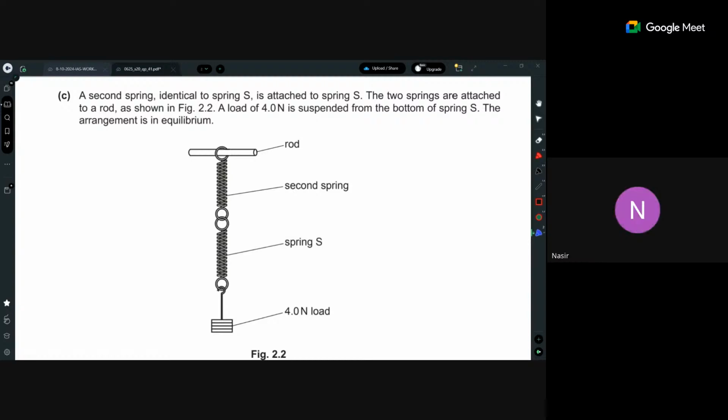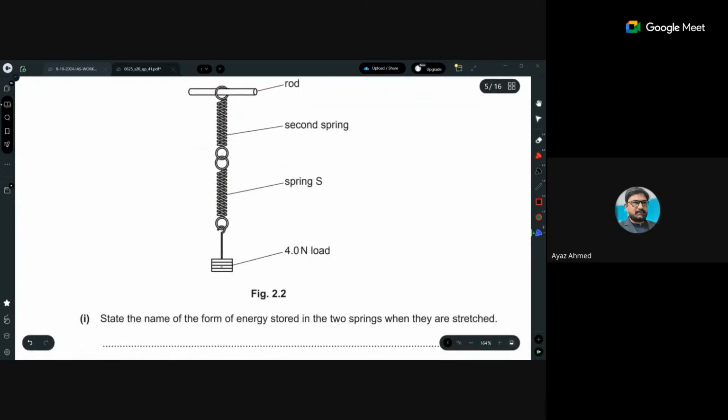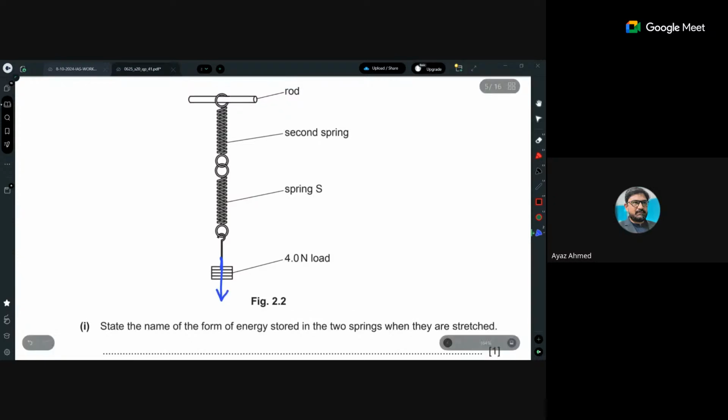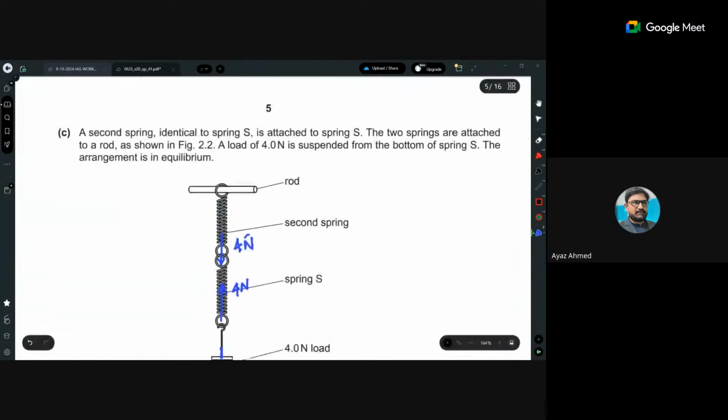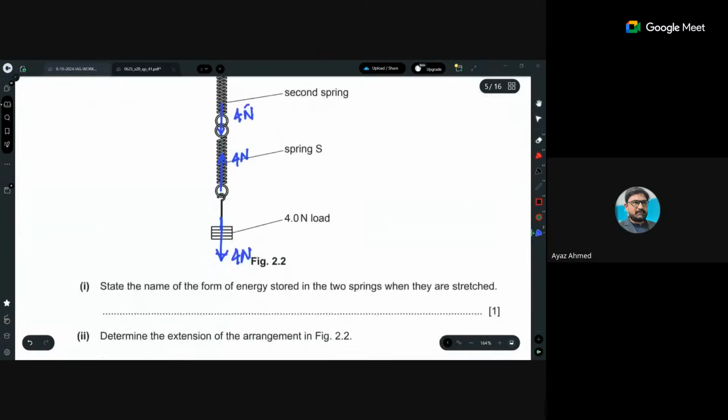You will keep two springs connected. Is the load divided on each spring? No, no. It would be divided if they were in parallel. It means the force exerted by this is 4 Newton. It will exert this 4 Newton force on the other one, and that 4 Newton force will stretch it downward. So overall, the force is 4 Newton throughout, right? So that is in equilibrium.